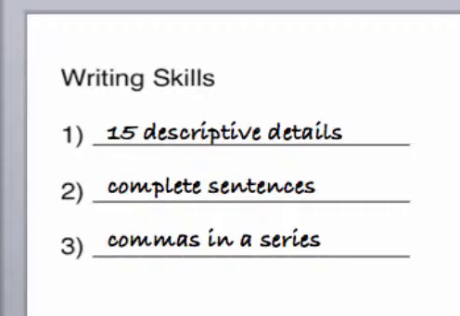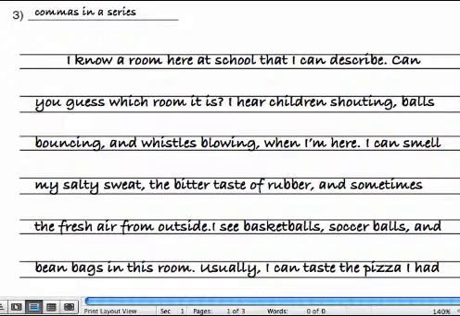Go to the top of your paper and look at the writing skills. Did you use 15 adjective-noun pairs? Count them to be sure. Did you write in complete sentences? Finally, did you put commas to separate 3 or more adjective-noun pairs in a sentence? Now practice reading your essay, because you're going to have to read it aloud to the class so that they can guess which place here at school you described. Good job.